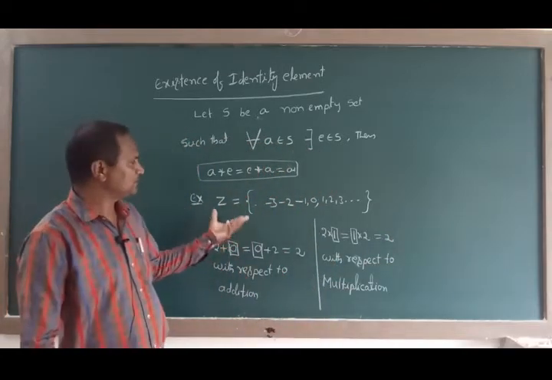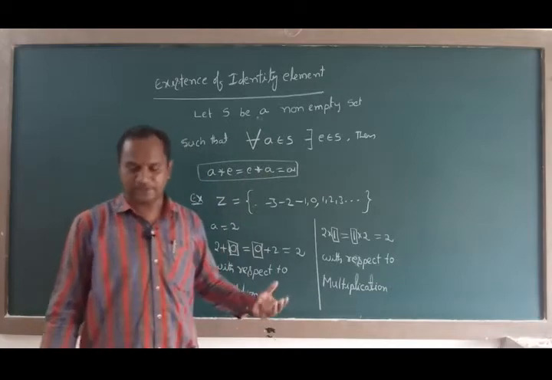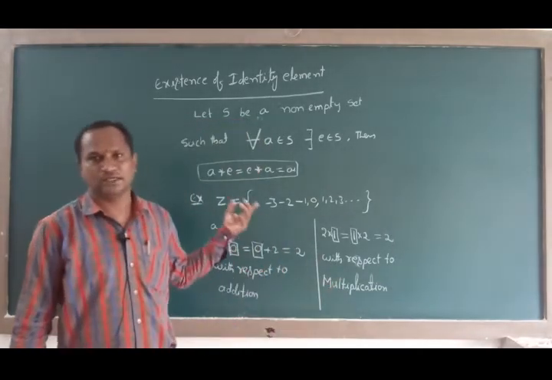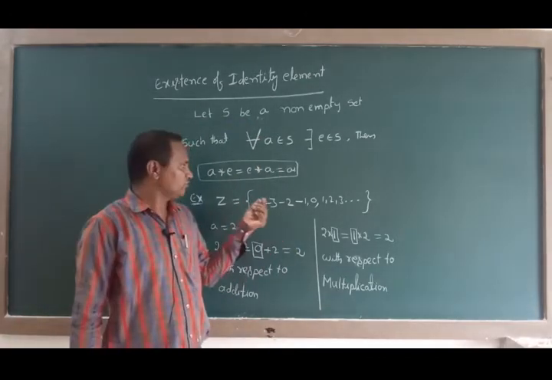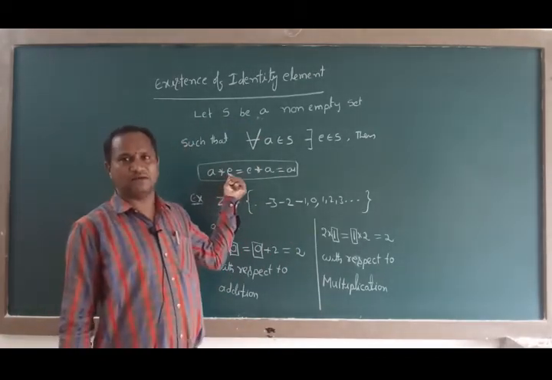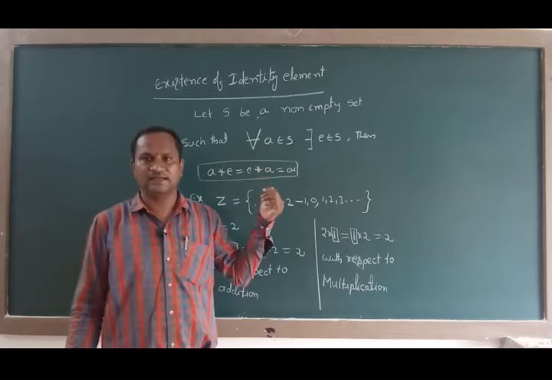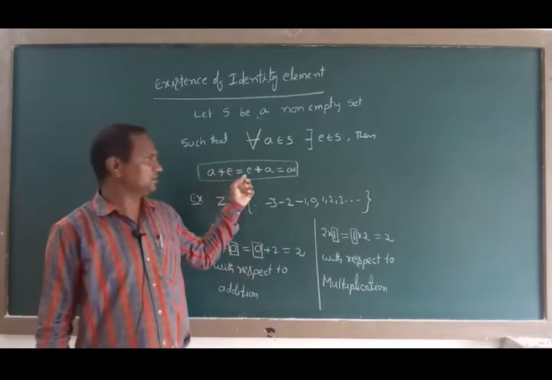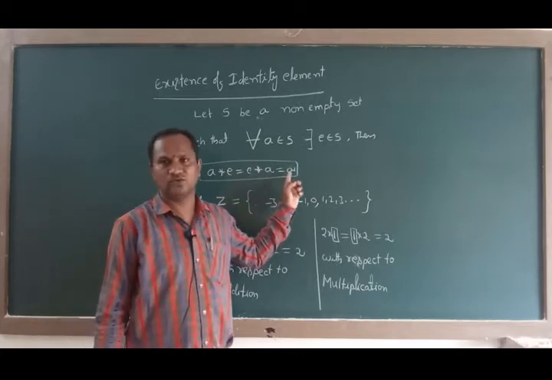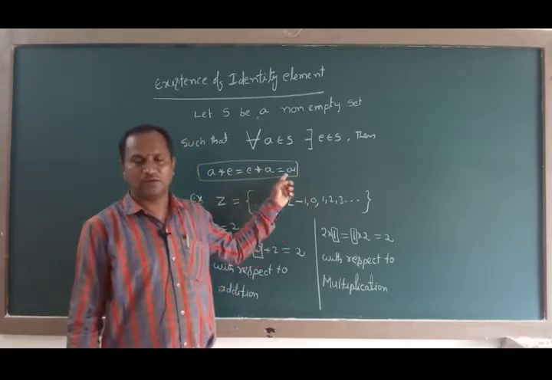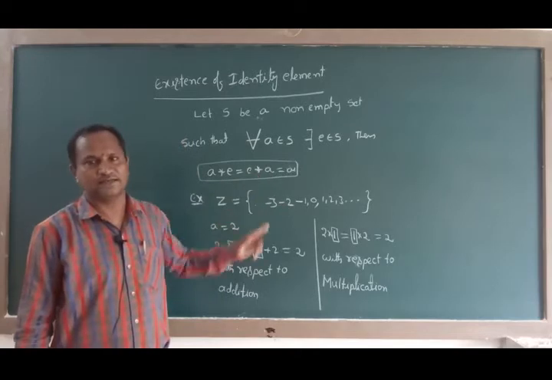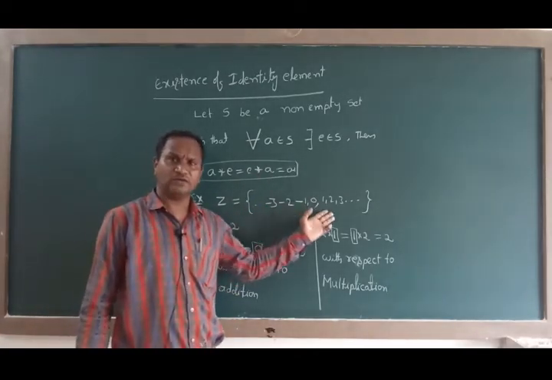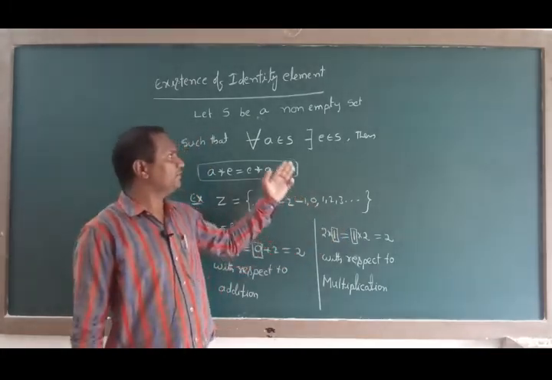Like that we are checking the identity element with respect to addition and with respect to multiplication. Anyhow, if they give the definition, we must apply this formula to find an identity element. What is the identity element formula? A star E is equal to E star A is equal to A. And what about E? E is the identity element. We can take 3 also here, or we can take 4 also. That's what I have written here.